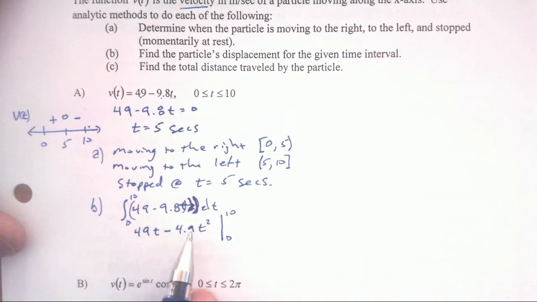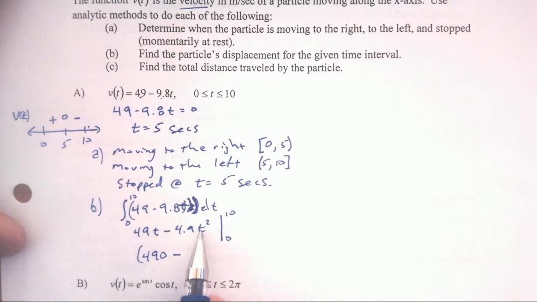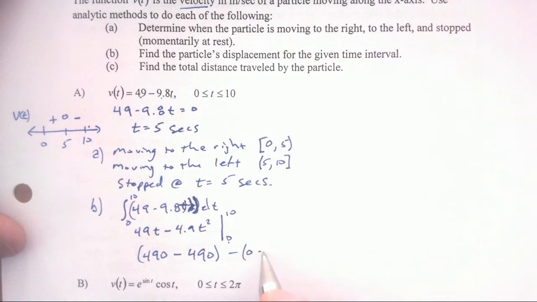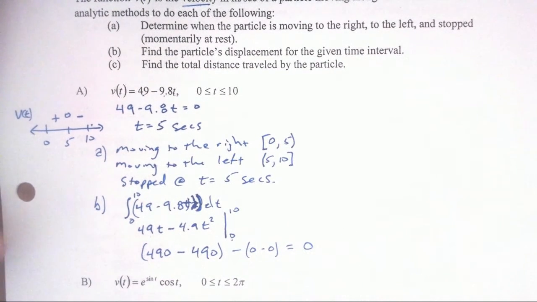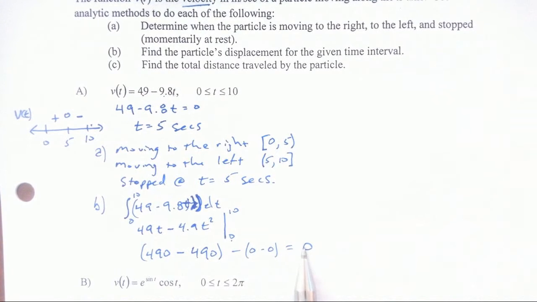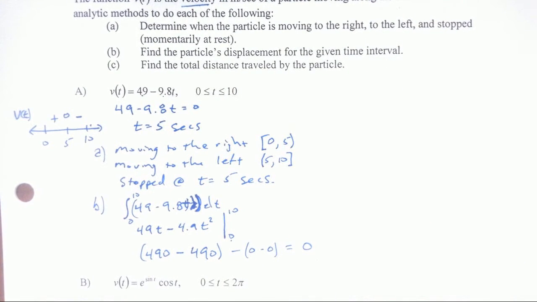Well, I put in 10 and I get 490 minus 4.9 times 100, which is 490. I put in 0 and I get 0 minus 0, and I end up with 0. Our squirrel might have run miles and miles, but its displacement is 0. Wherever it started is where it finished. I turned back around and it was still sitting there.